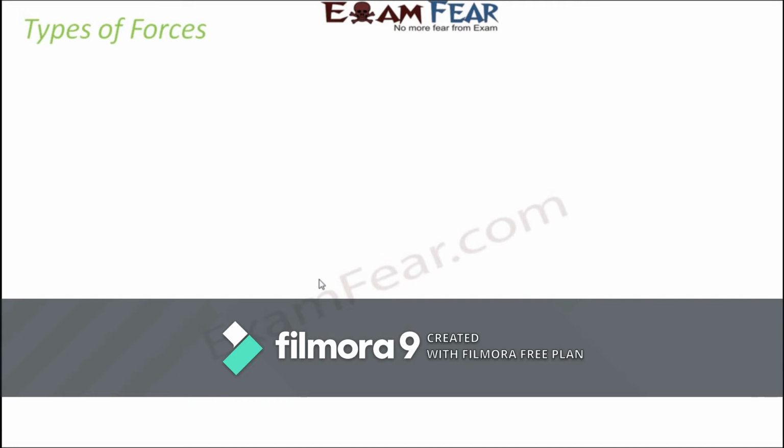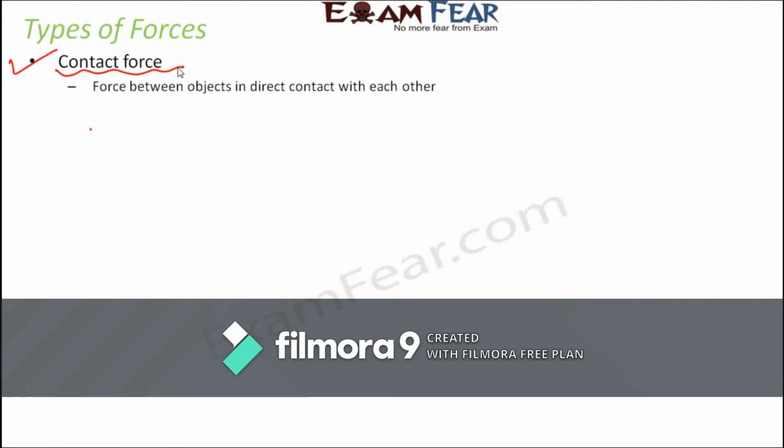For a better understanding of what is force, let us talk about the various types of forces. The first type of force is contact force. The name itself defines it. Contact means when the object is in direct contact, then it is said to be a contact force. So, force between objects in direct contact with each other. Now when I say direct contact, that doesn't mean that both the objects should always be in direct contact. They can be in contact through a third object as well. Let me give you some examples. Muscular force, frictional force, these are all examples of contact forces. Now we will discuss them in detail a little later.